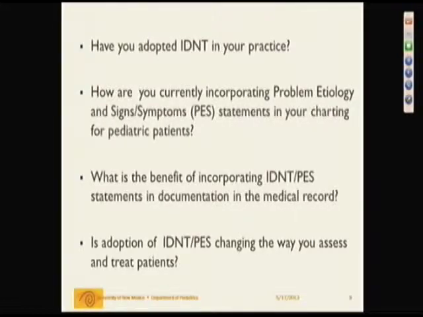documentation format that is inherent in using that terminology, called the problem, etiology, and signs and symptoms statement, in your charting for pediatric patients? So of course this particular format can be inserted into any chart note, but think about how you might be using it now or would like to use it. What is the benefit of incorporating international dietetics and nutrition terminology and the partner format in the PES statement into the documentation? And is adoption of IDNT and PES changing the way you assess and treat patients?